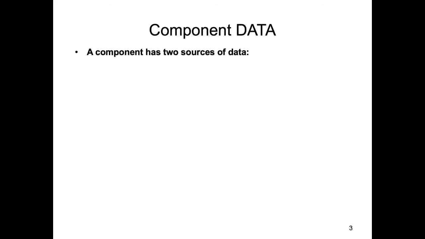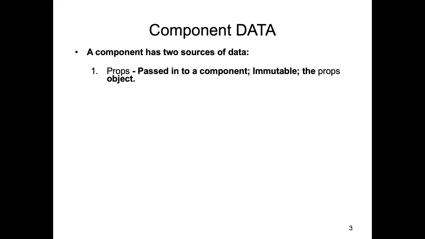So a component has some data associated with it, and it turns out that the data comes from 2 sources for a component. One of the sources we've already seen, which is props. We know that props is data that's passed into a component by its parent component. We know that props are immutable, and we access the props that are passed in by means of a special object that's instantiated by the runtime, which we tend to call just the props object.